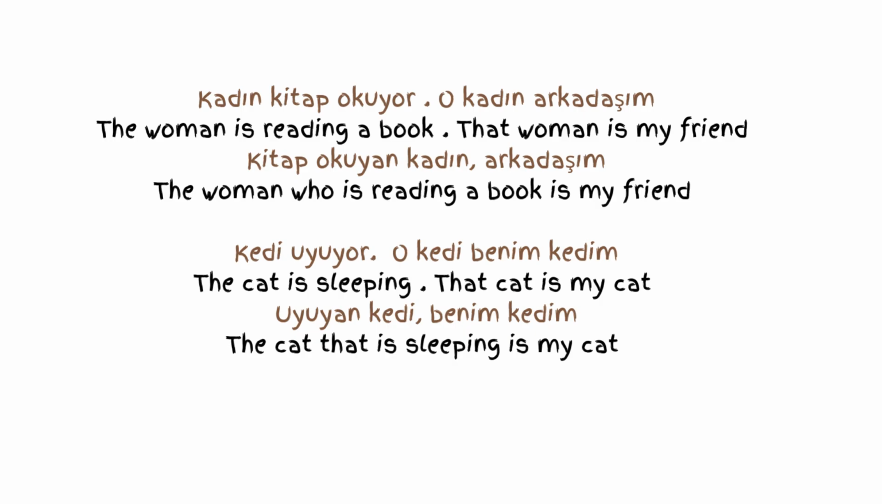Who's the subject? Kadın, comma. Now we finished the first sentence. Let's have a look at the second one. O kadın arkadaşım. We're not going to repeat the subject because we already said it, which is kadın. What we're left with is arkadaşım, which means my friend. Kitap okuyan kadın, comma, arkadaşım.